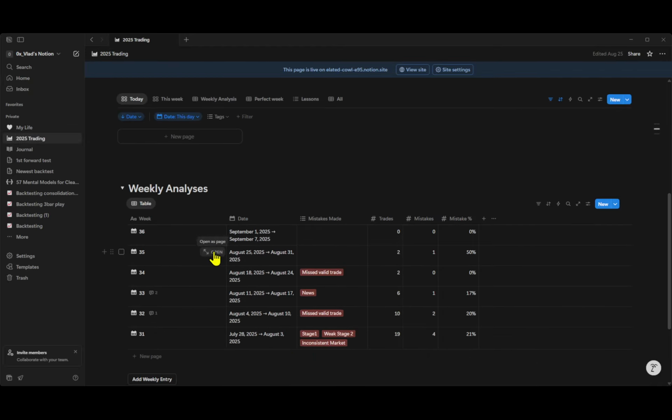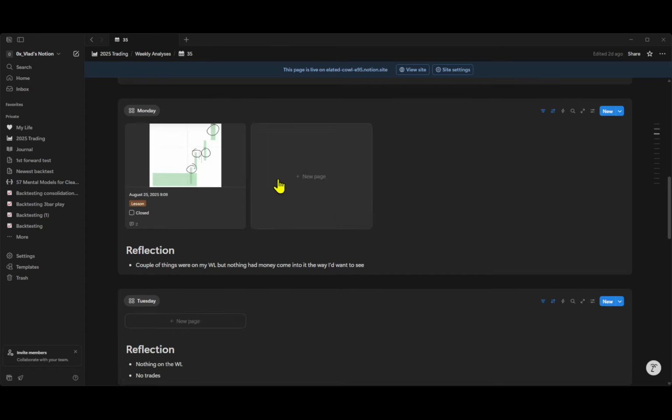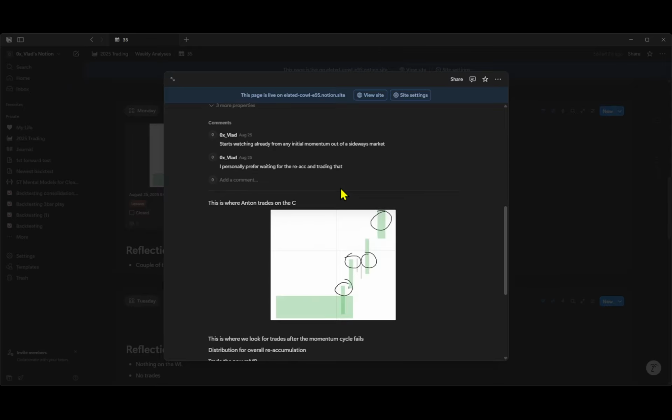So week 35 over here, and what do we do? On Monday, I had a couple of things on my watch list, but nothing had money come into it the way I'd want to see. All right, and there is some kind of lesson here. So let's check Anton's C entry areas.